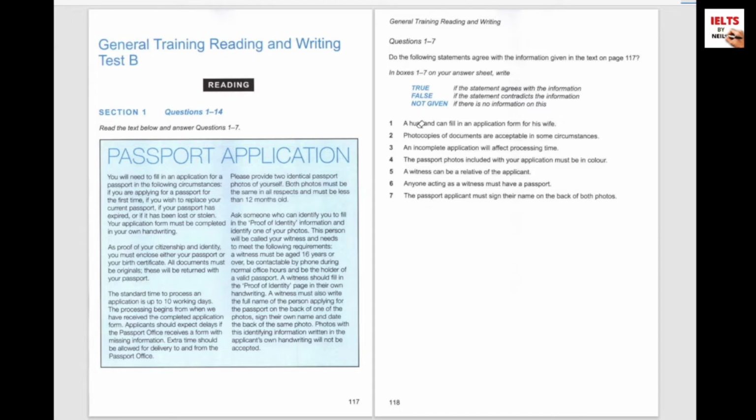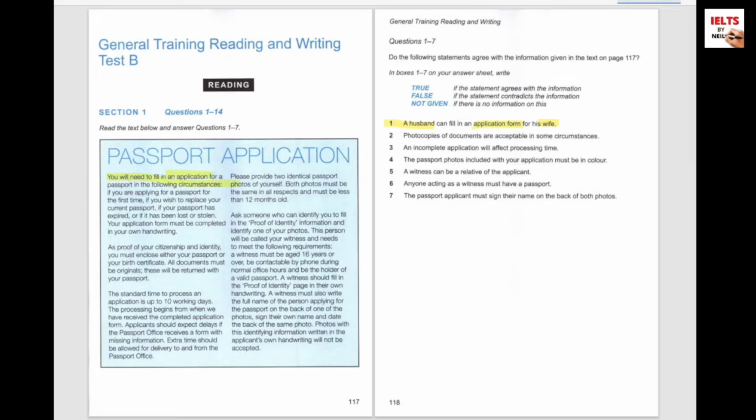So let's begin with question number 1. First question is, a husband can fill in an application form for his wife. Alright, so these are the keywords: husband, application form, and wife. Let's have a look in the information. I'm going to start reading from here, because this is the first paragraph.